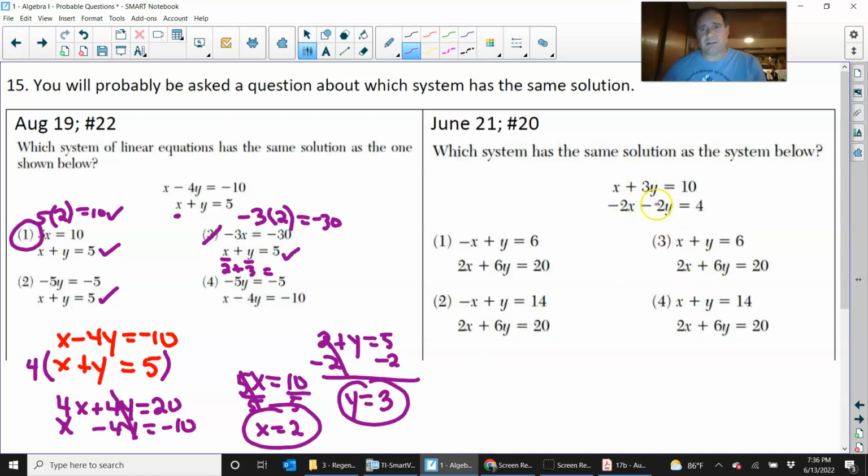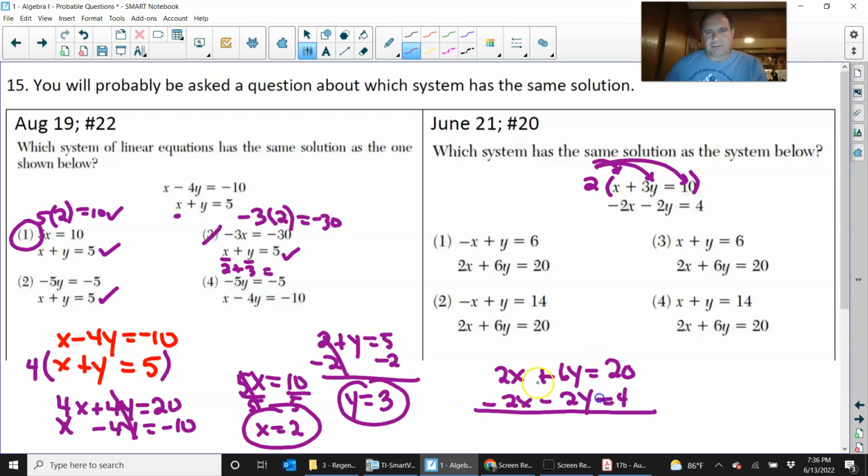I'm going to do the same thing here. I'm going to multiply this by 2. So I'm going to get 2x, plus 6y equals 20. I'm distributing here because I know a lot of people have confusion about this. Remember to distribute all the way. Then this is negative 2x. I'm just rewriting the second equation down, equals 4. This cancels. This is 4y equals 24, 20 plus 4. Then you divide by 4, and you get y equals 6.